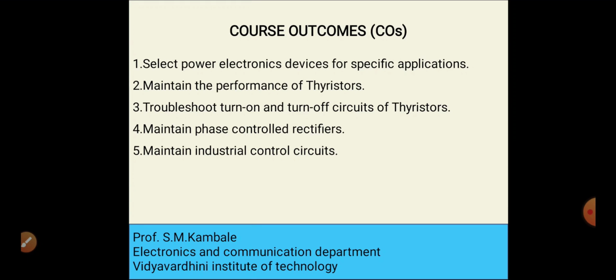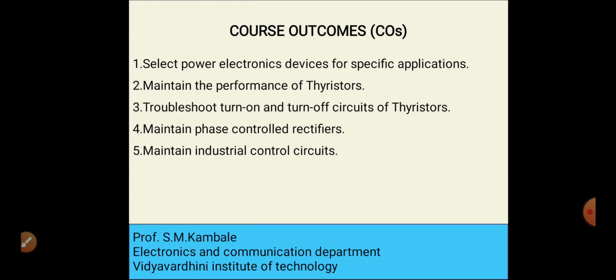There are various triggering methods, which are also called turn on methods. First is thermal triggering, second is light triggering, third is gate triggering, fourth is dV by dt triggering. And there are various turn off methods like class A, class B, class C, class D, class E, and the last one is class F. So these are nothing but the turn off or commutation types.